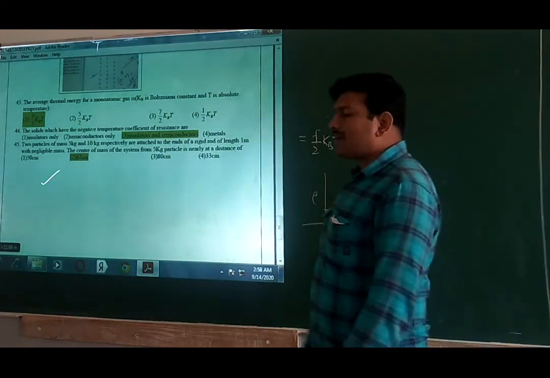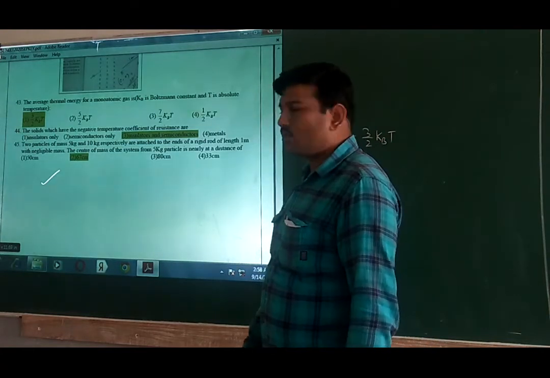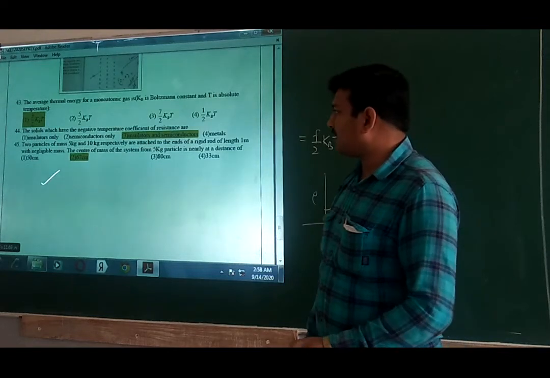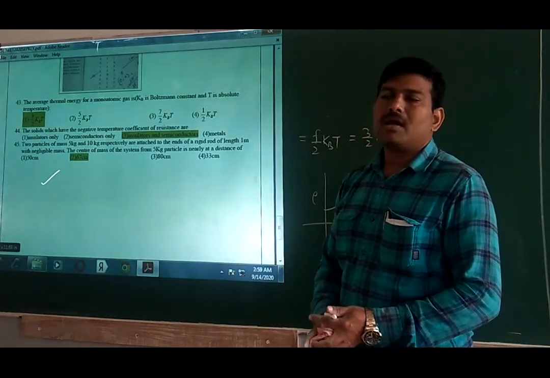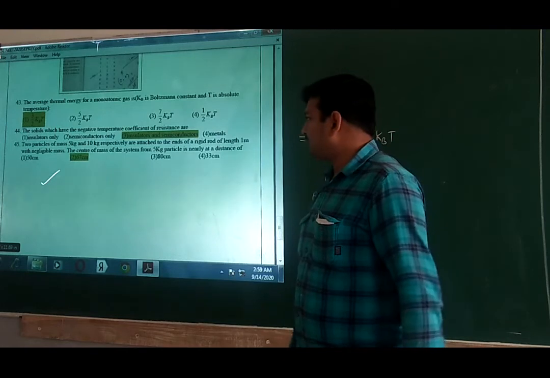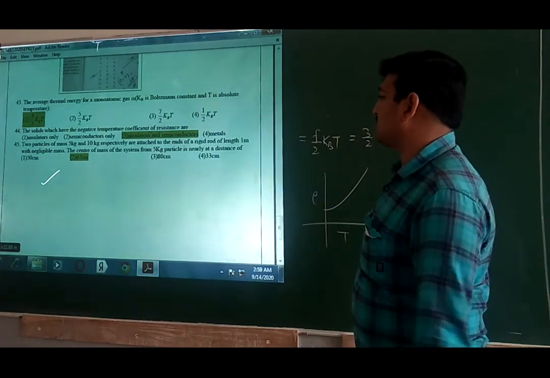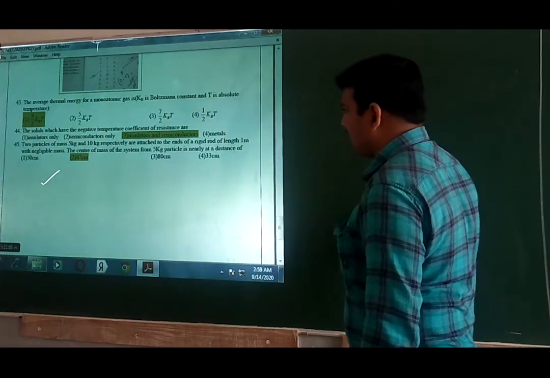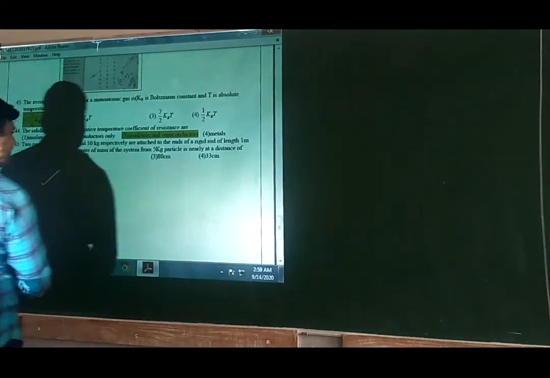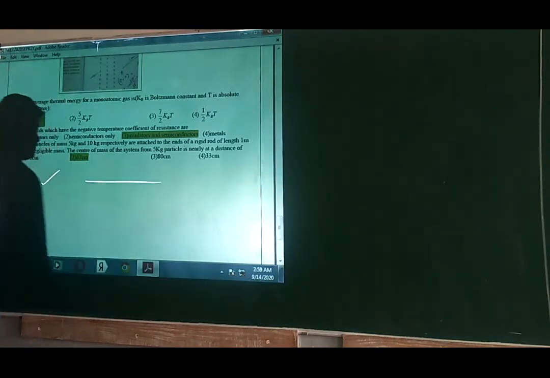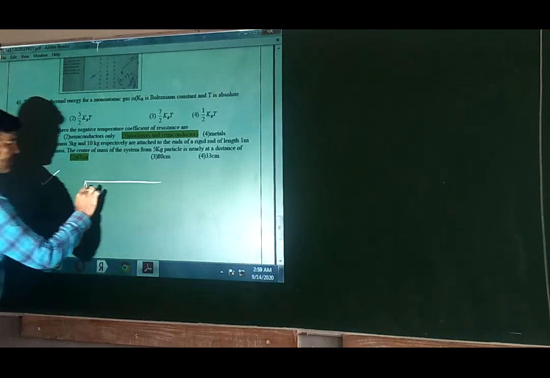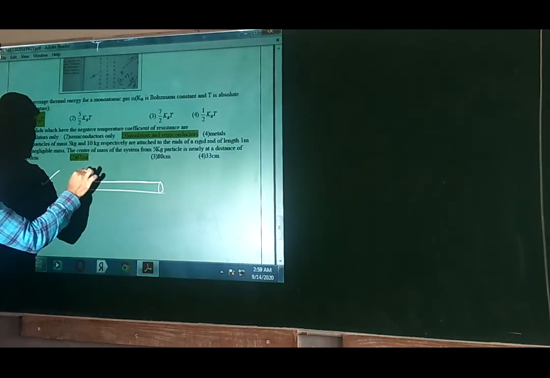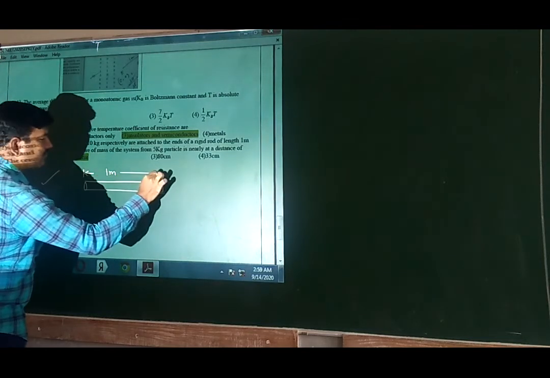45. Two particles of mass 5 kg and 10 kg respectively are attached to the ends of a rigid rod of length 1 meter with negligible mass. The center of mass of the system from the 5 kg particle is nearly. See here, they have given like this. There is a rod. The mass of this rod is negligible, but the length is given as 1 meter.